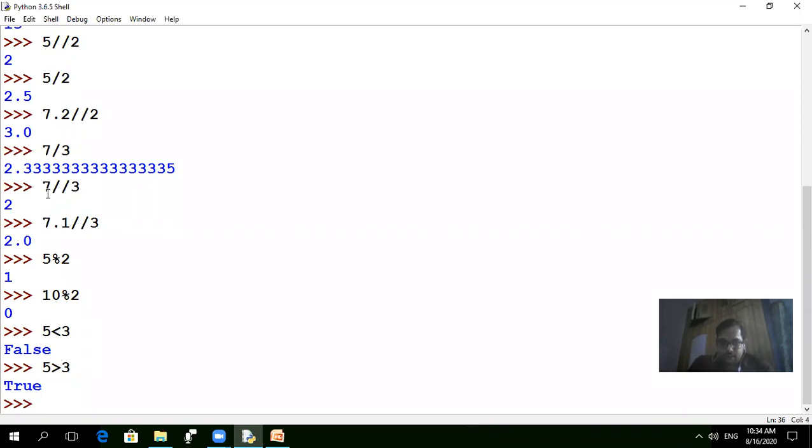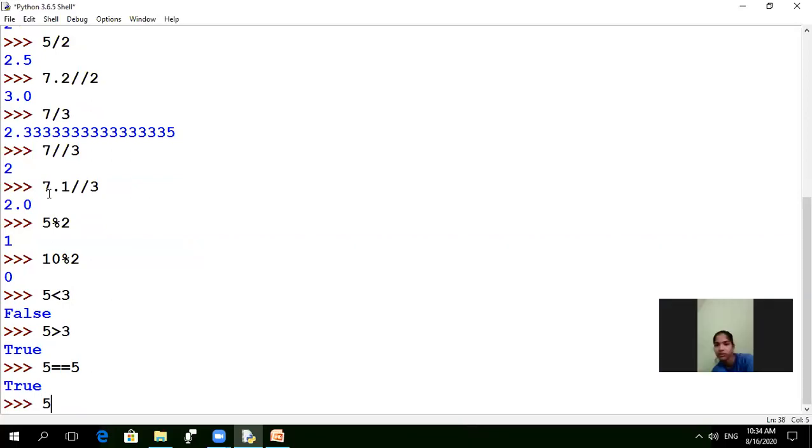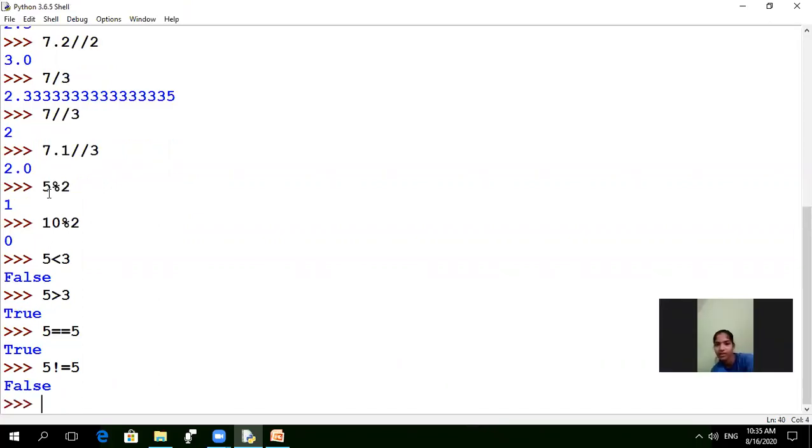Then 5 equals to 5, that means true. Then 5 not equals to 5, that means false. See here, 5 not equals to 5 is false because 5 is equal to 5. Now it is clear?